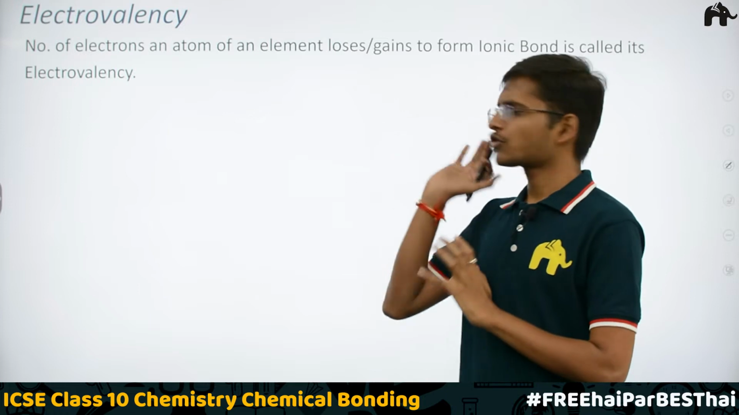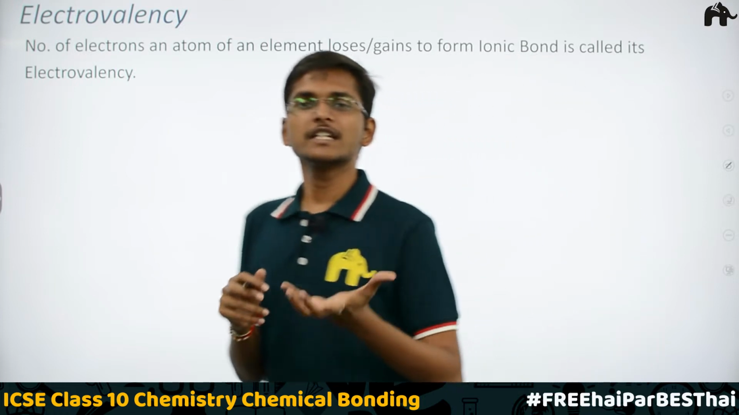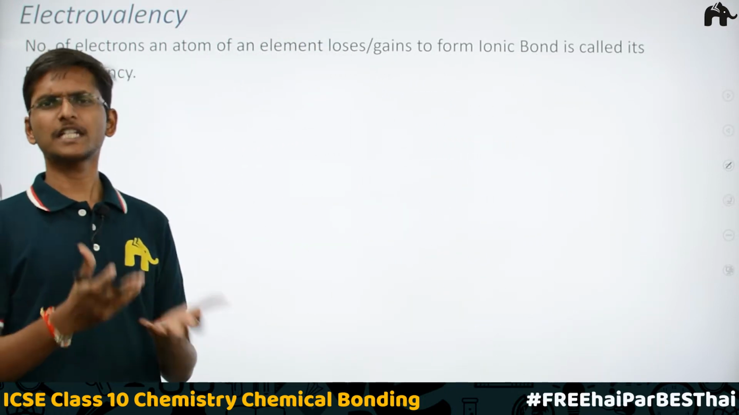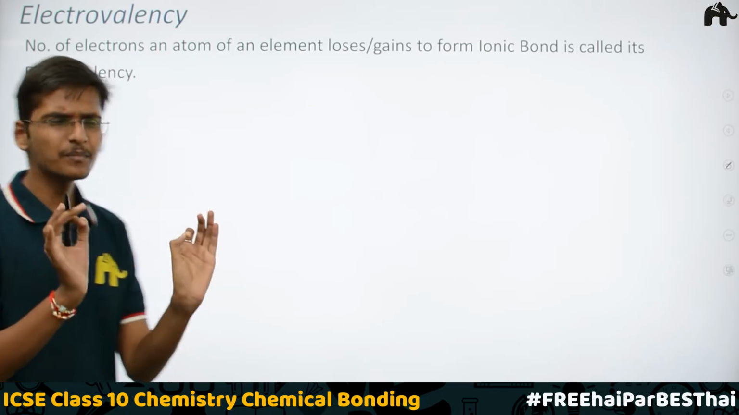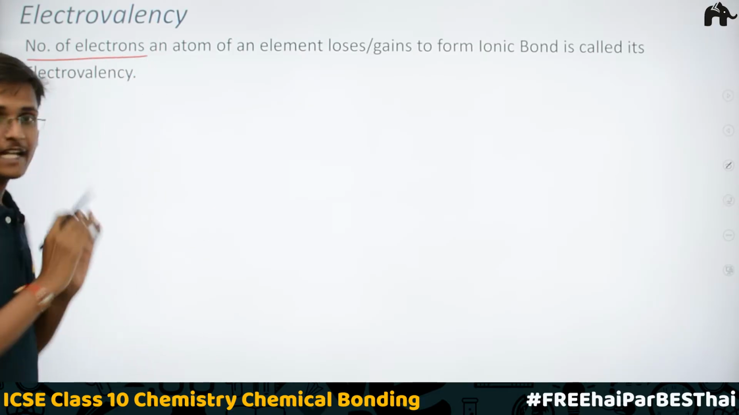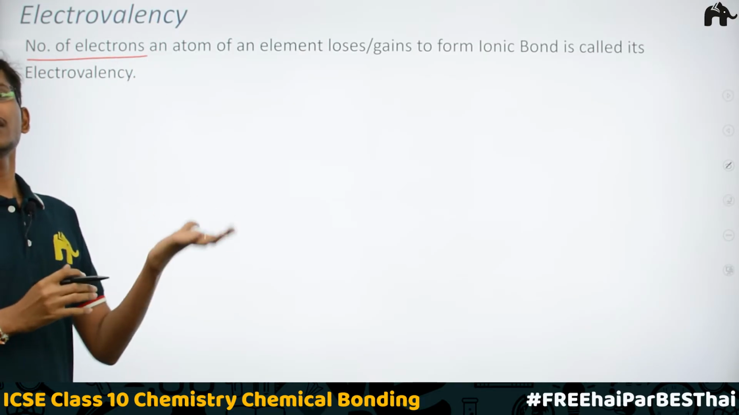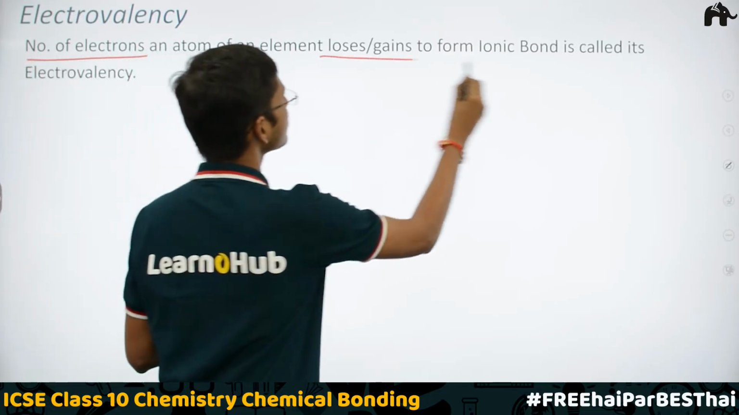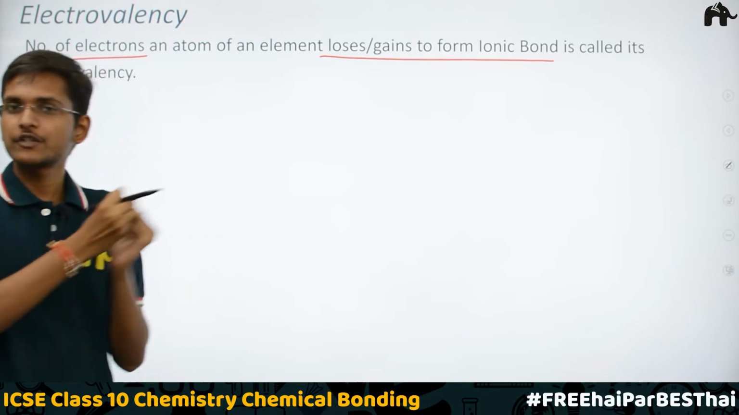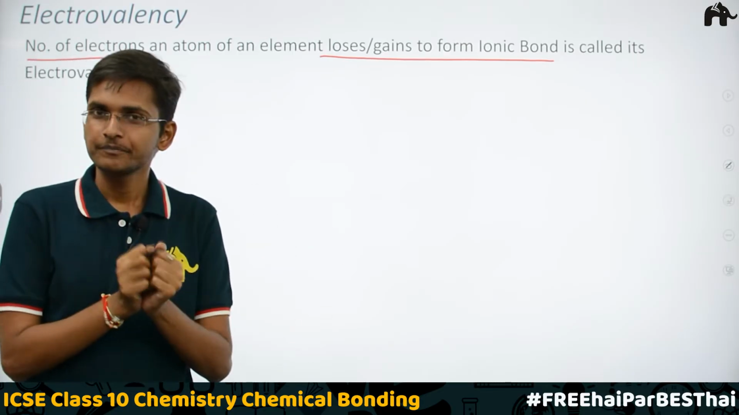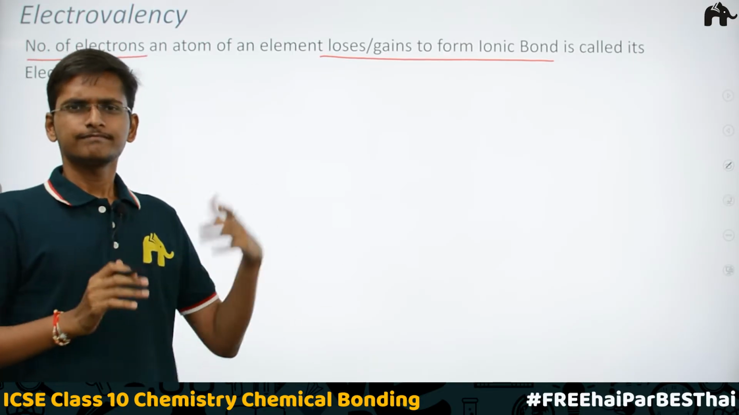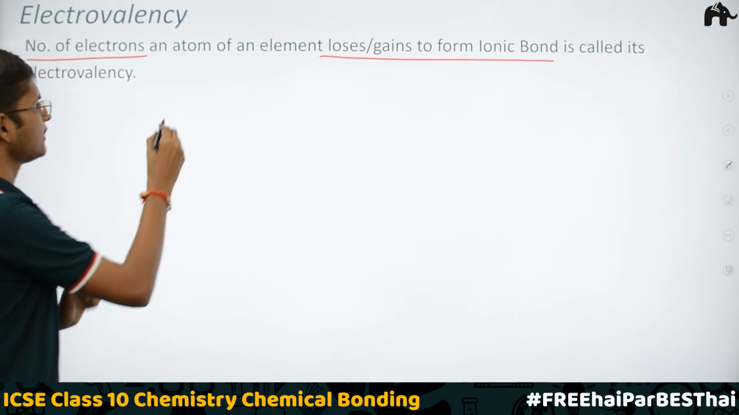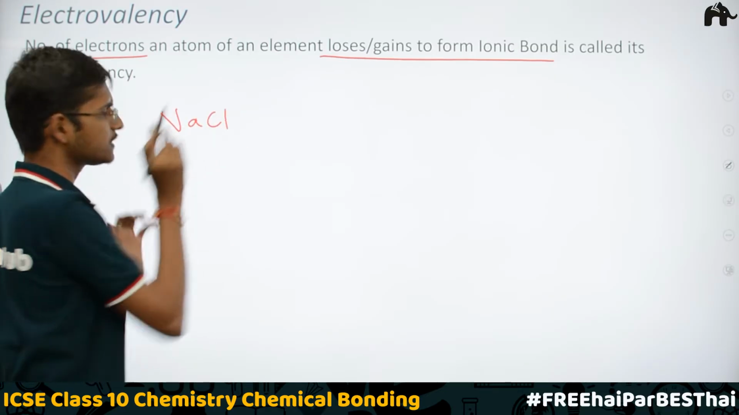Next is electrovalency. What is the electrovalency of an atom of an element? It's simply the number of electrons that a particular atom of an element loses or gains to form an ionic bond. That's it. So let's apply this concept quickly. I'm taking an example of the ionic compound NaCl, which we all know.